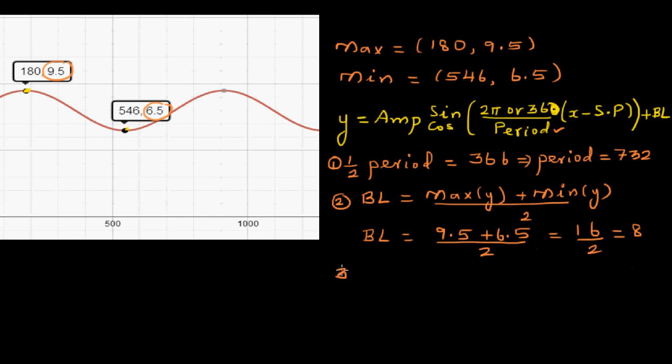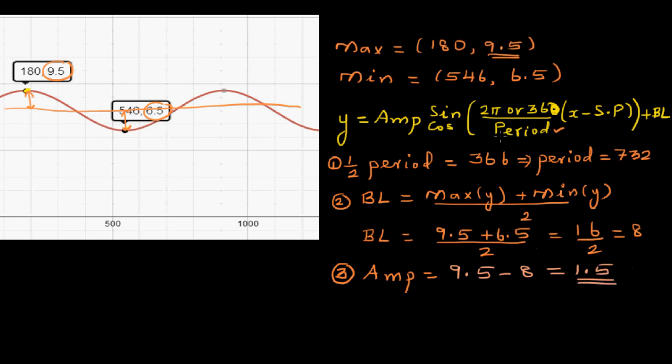The third thing is amplitude. If you draw the baseline here, it goes halfway between the maximum and minimum. The distance between the baseline and the maximum, or between the baseline and the minimum, is called the amplitude. The maximum is 9.5 and the baseline is 8, so 9.5 take away 8 is 1.5. So the amplitude is 1.5. We now know the period, the amplitude, and the baseline.